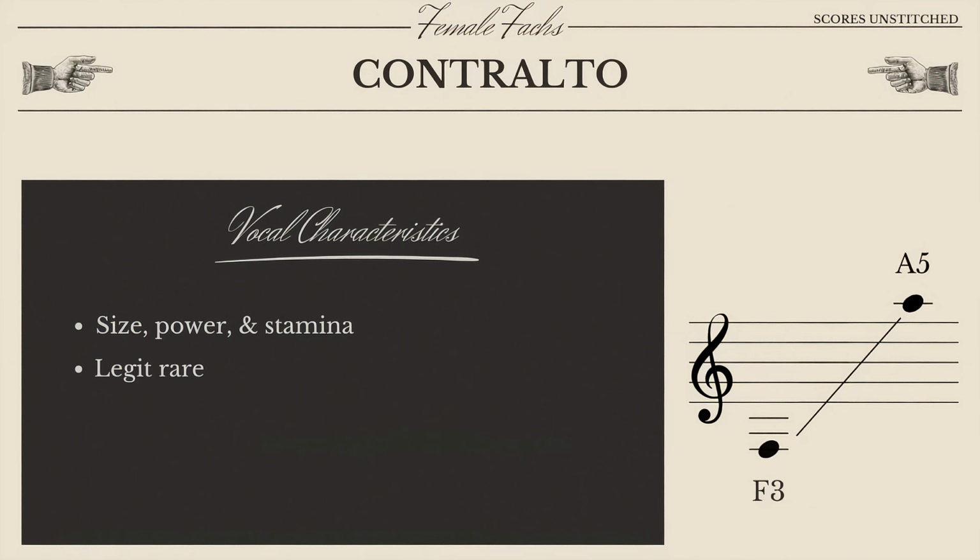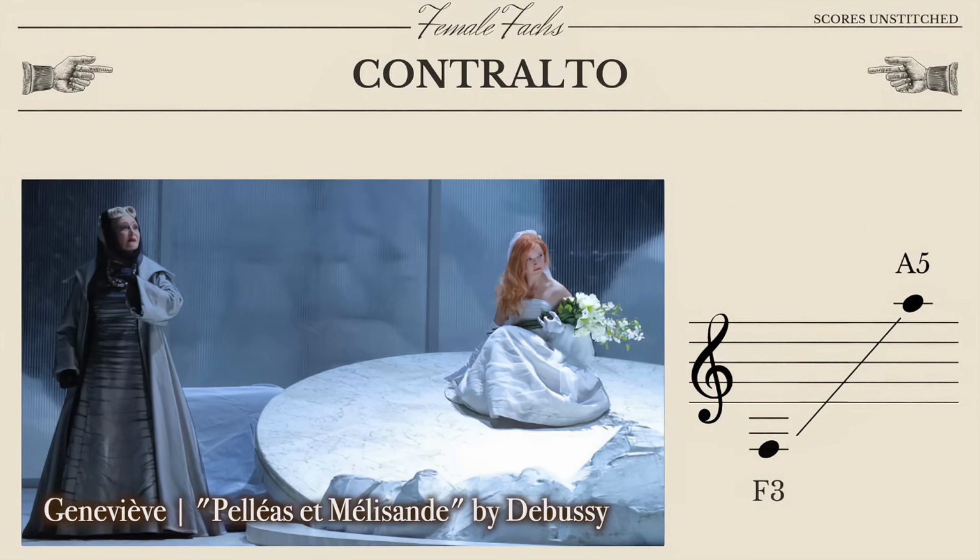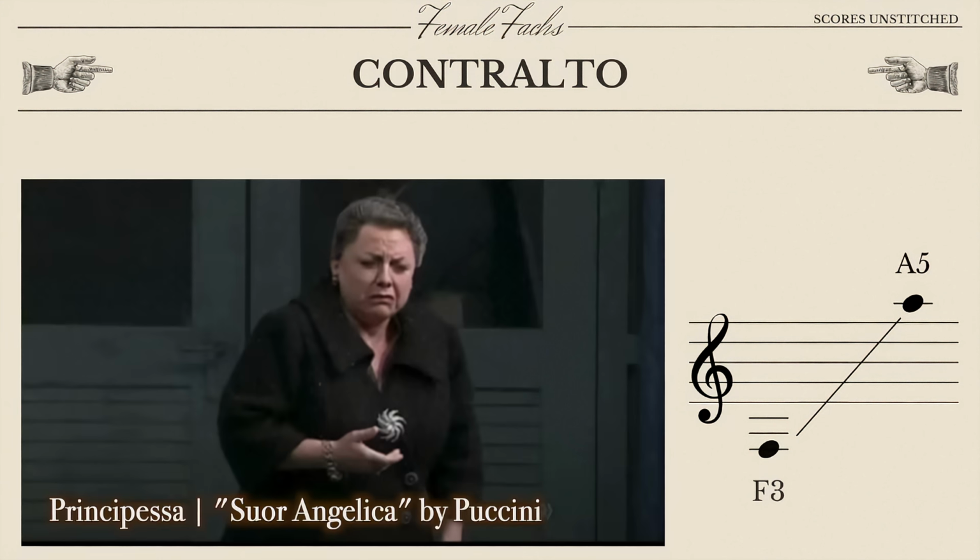Now, it's not to say that the range itself is rare, because there are plenty of women in the world who can sing lower than an F3 perfectly comfortably. But it's the idea of being able to sing that low really loudly to the point where you can carry over a full orchestra without a microphone. And because it's such a rare voice type, there aren't that many true contralto roles. But there are a couple. So that would be Gaea from Daphne, Geneviève from Pelléas et Mélisande. But today, we're going to check out the Principessa from Puccini's Suor Angelica.